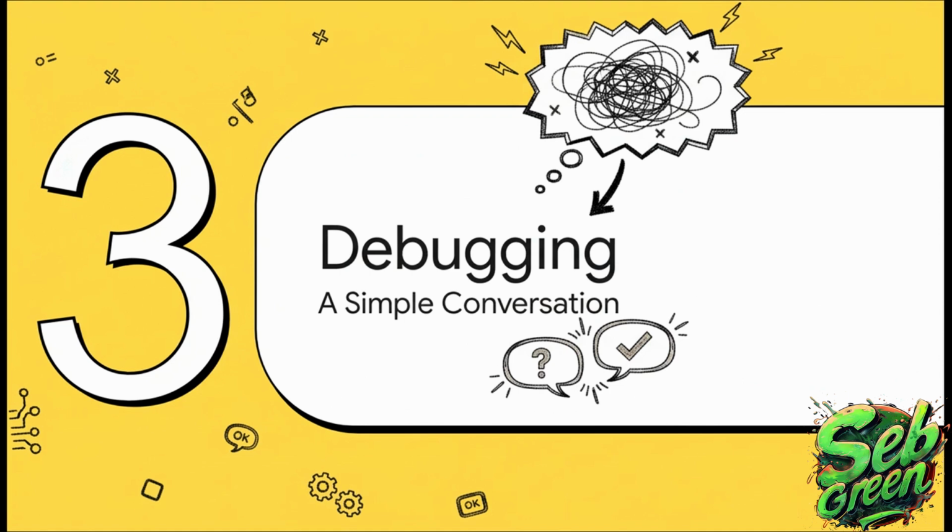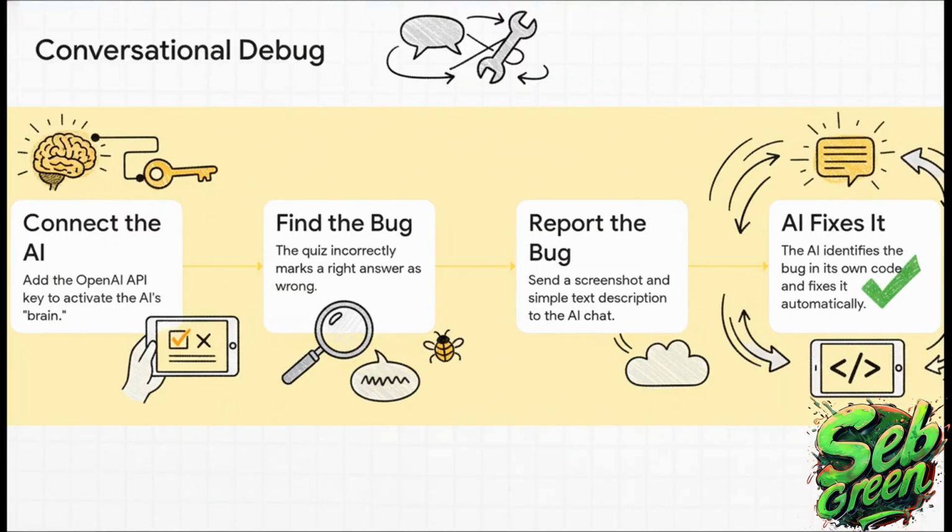It's how these tools are making it possible for anyone to build software. I mean, just look at how simple this process is. First, he connects his OpenAI account using what's called an API key. Just think of it like a password that lets the app use the AI's brain.